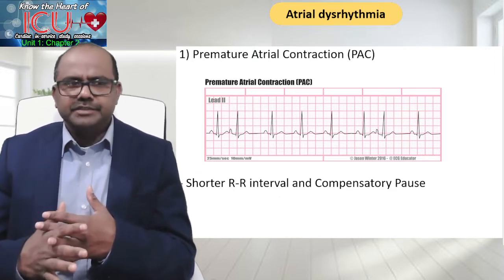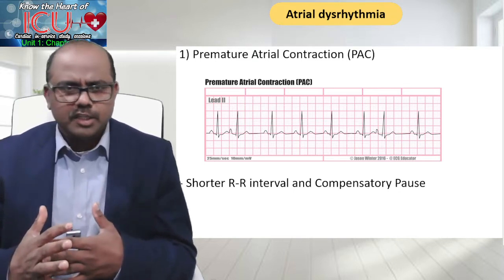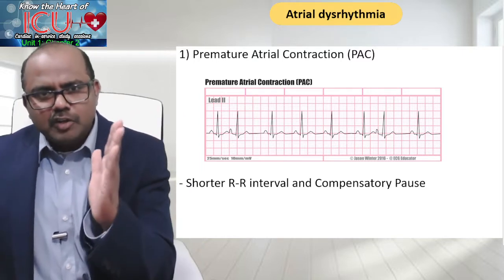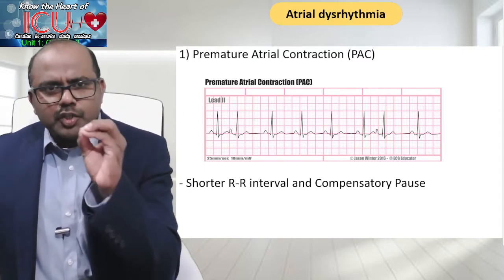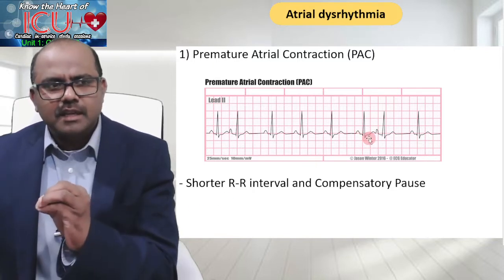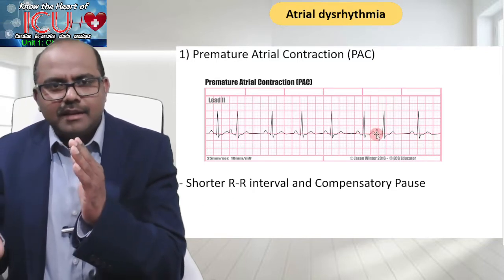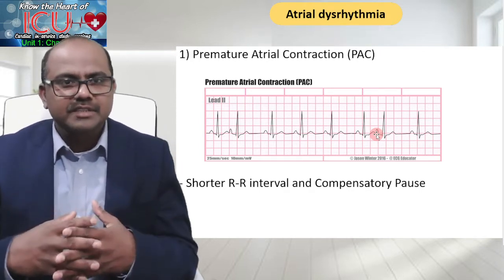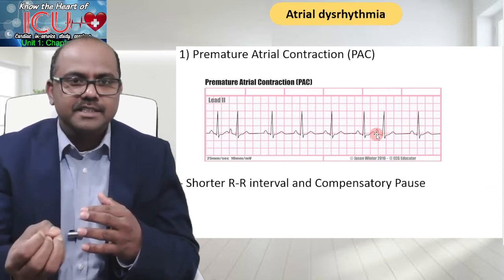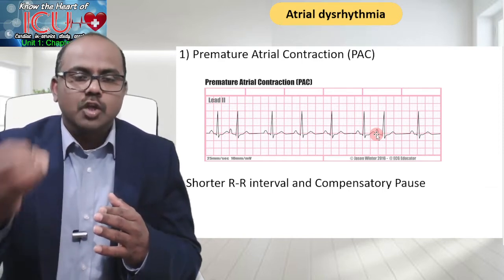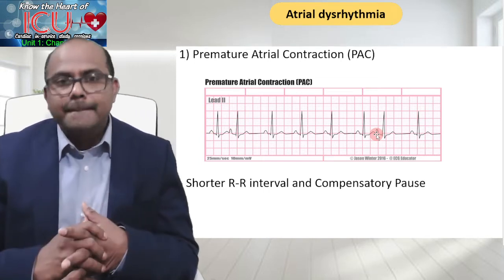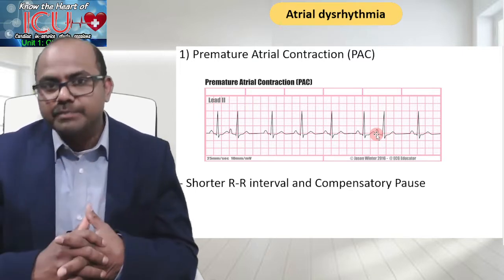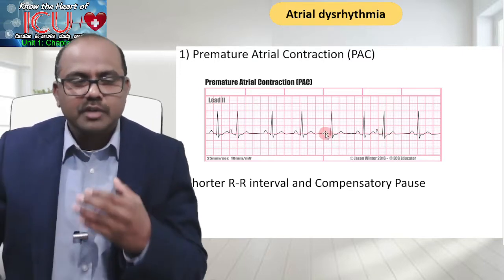Premature atrial contraction, it's easy to understand. In a strip of normal sinus rhythm, before the normal SA node impulse originates, if an impulse is produced by the atria, that's called a premature impulse, because the impulse is fired prematurely, before the next normal beat. That's why it's called premature. And this impulse is fired from the atria. That's why it's called premature atrial complex or premature atrial contraction.